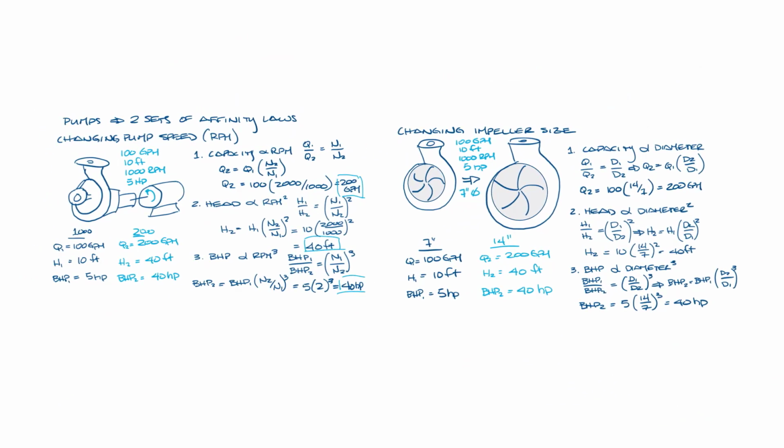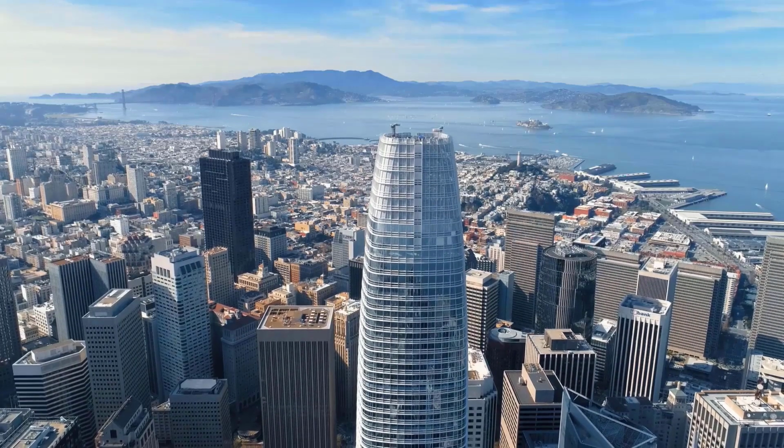You can see how the pump affinity laws allow you to determine the change in the pump performance based on a change in the pump RPM or impeller size. This is particularly helpful if your system changes after the pumps are installed, or if you need to replace an old pump that's been in operation with a different pump. So those are the pump affinity laws.